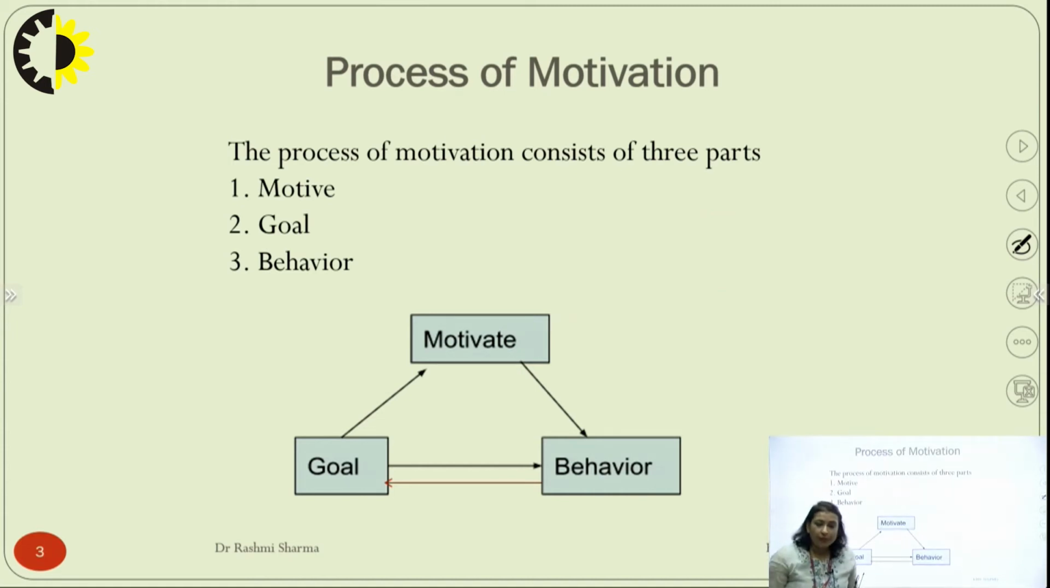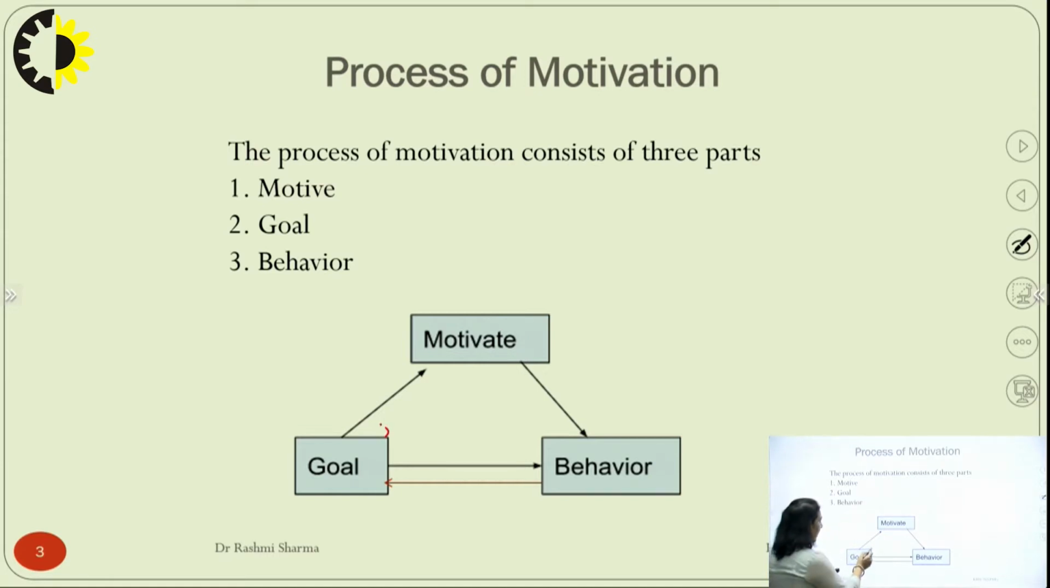Then the process of motivation. The basic components of motivation are three: you should have a motive to fulfill so that you can achieve the desired goal. To achieve those goals, you should follow some specific behavior. For example, you have to be diligent, a continuous hard worker, an innovator, a risk taker. These are some of the behaviors you have to follow to achieve this.